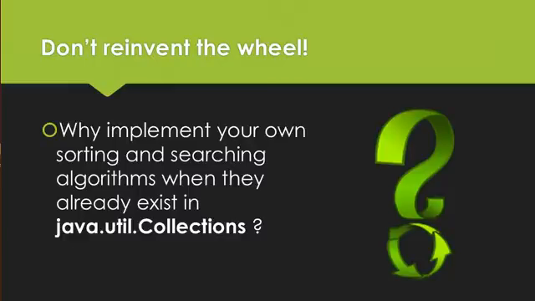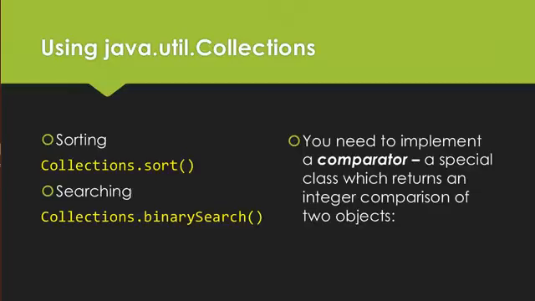So that's going to be a big story today: while I will show you custom sorting and searching algorithms, it's mainstream practice for me to not write my own algorithms, but to use the ones that already exist in the Java class libraries. You should do the same thing. So in Java Util Collections, we're going to look at two methods. One is called Collections.sort, which you can use to sort an ArrayList. And the other is called Collections.binarySearch, which you can use to find a value in an ArrayList.